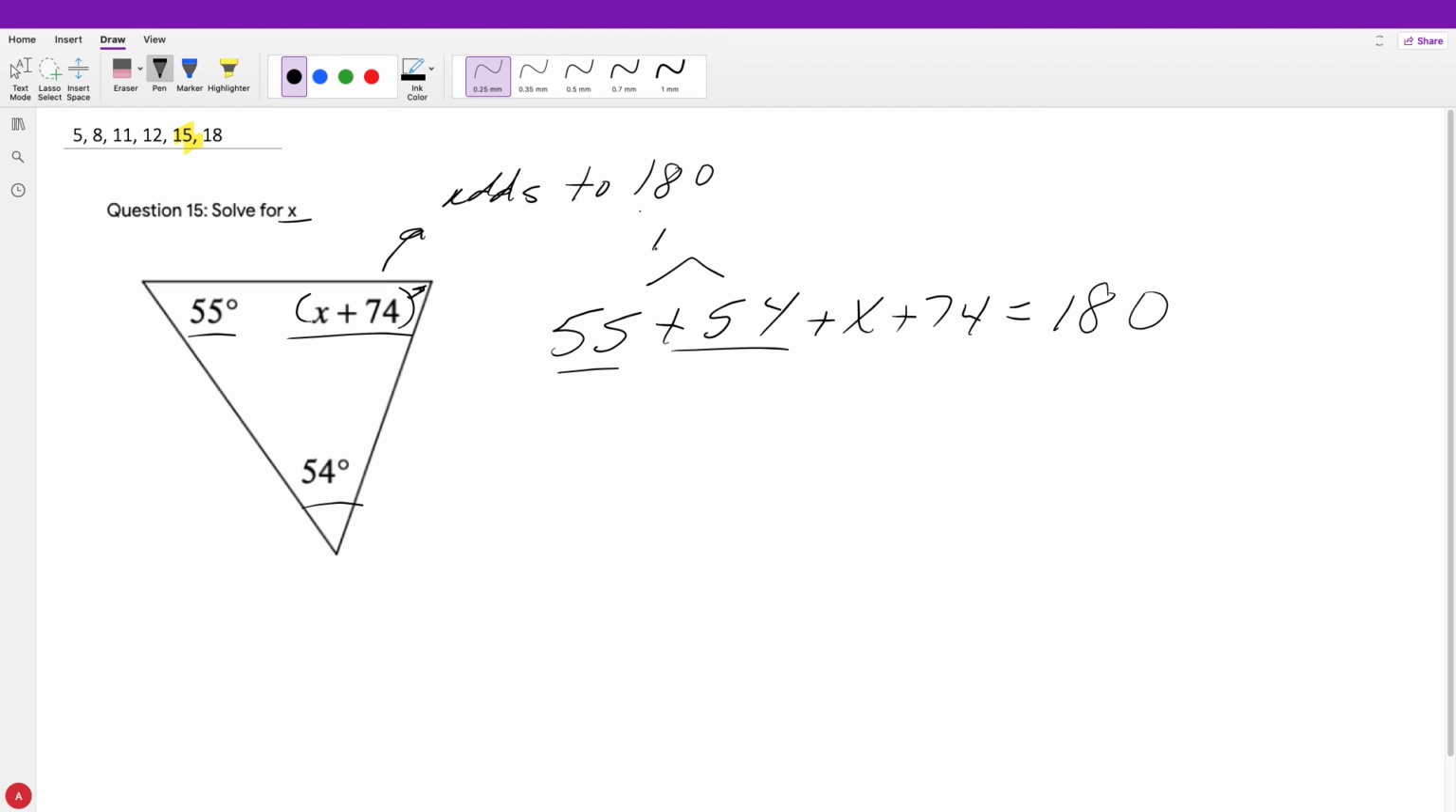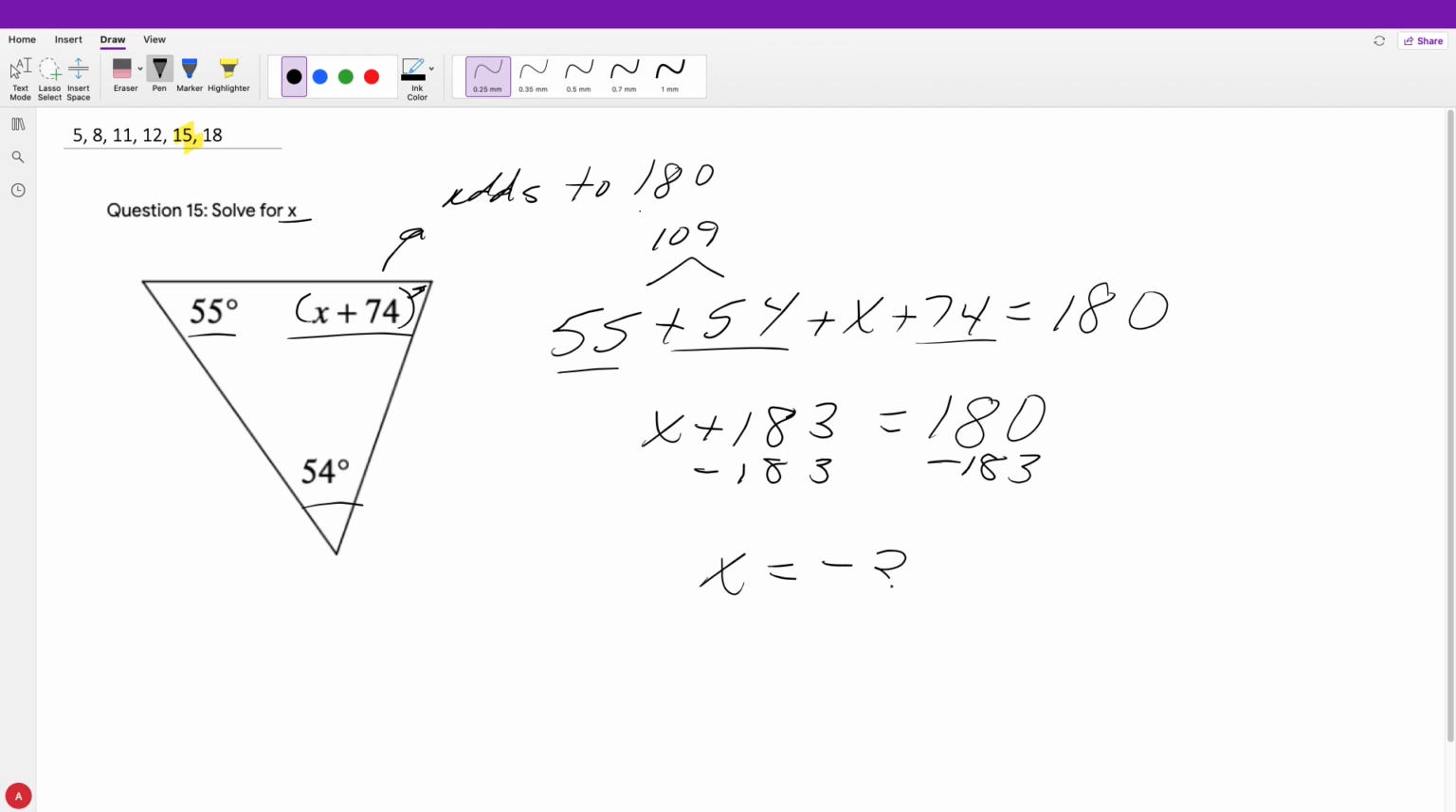So this is then going to give me 109, and 109 plus 74 is then going to give me 183, which is equal to 180. So now we go ahead and subtract over the 183, and we get that x is equal to -3.